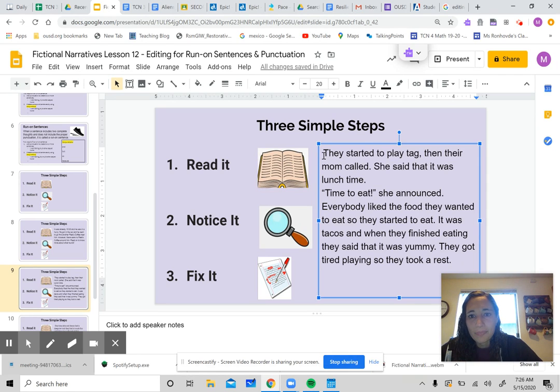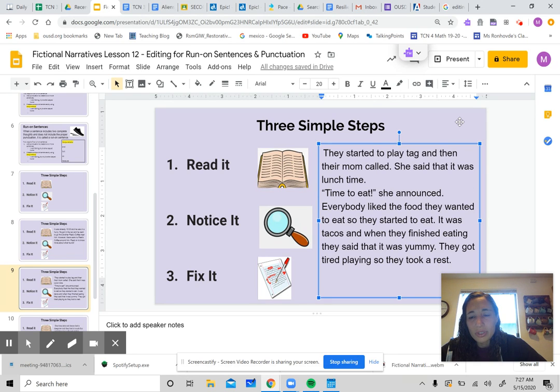So let me try doing that. And you can read along with me this time. They started to play tag, then their mom called. And actually, I'm going to erase this. I actually want to say and then. She said that it was lunchtime. Time to eat, she announced. Everybody liked the food they wanted to eat, so they started to eat. Notice how I take a little breath here as a reader? It was tacos, and when they finished eating, they said it was yummy. They got tired playing, so they took a rest. Wow, that's really a lot easier to read for me.